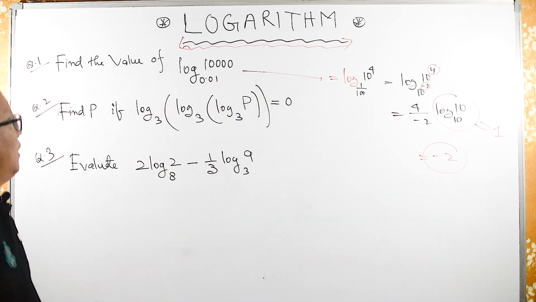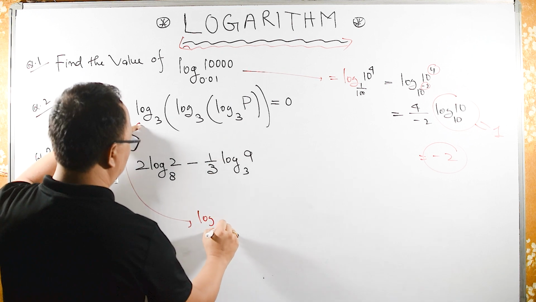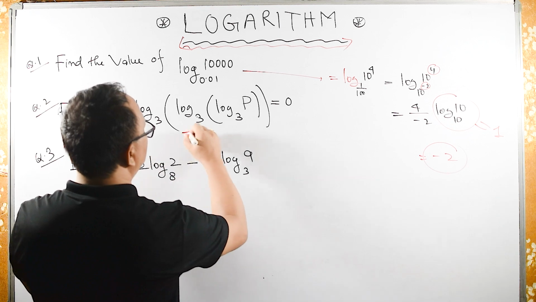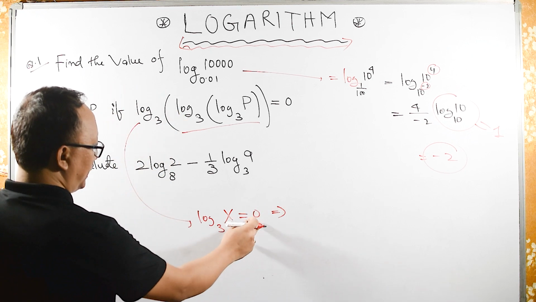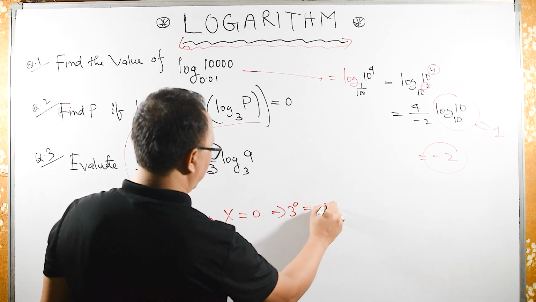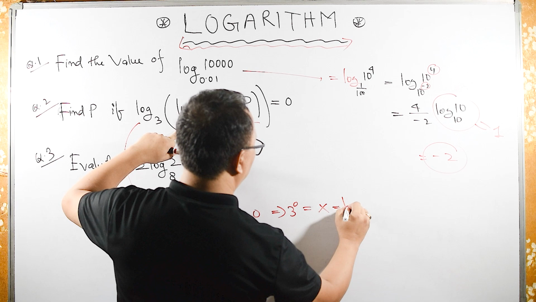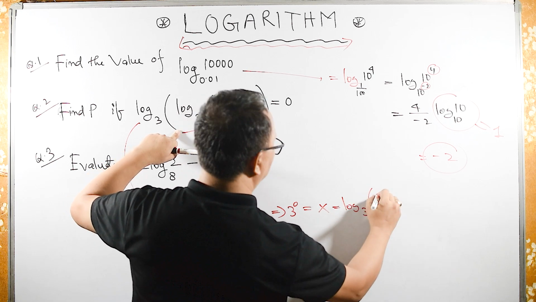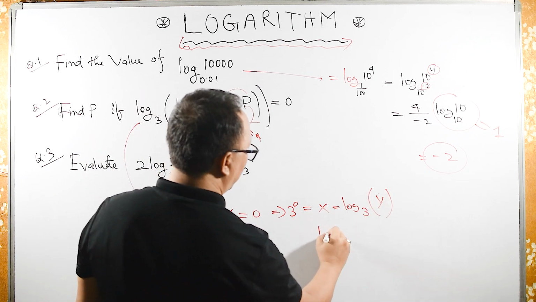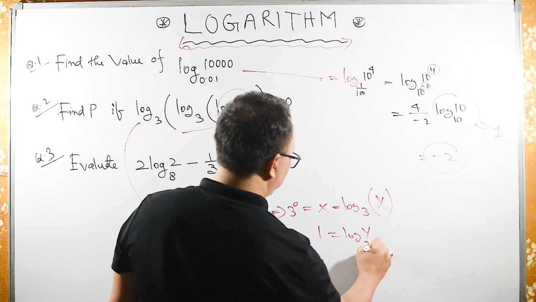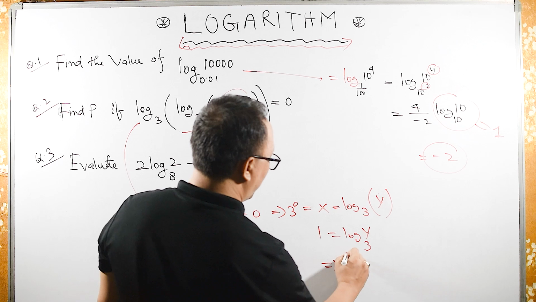Okay. What about this? Now log of 3, let's consider the whole of this as x. x is equal to 0, which implies 3 raised to 0 is equal to x. Okay, x means x equals log of 3 to the base. So this, let's consider this as y. 3 raised to 0 is 1. 1 equals log of y to the base 3. Therefore 3 raised to 1 equals y.